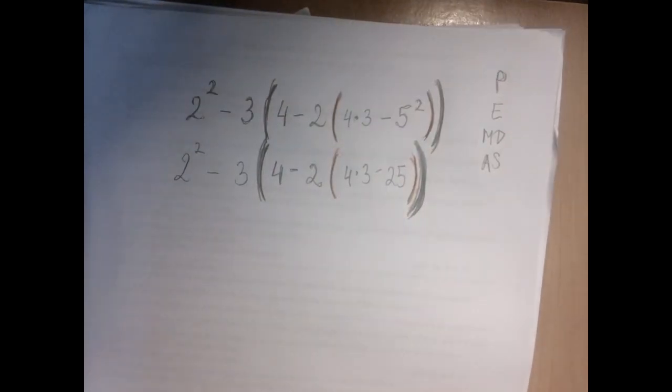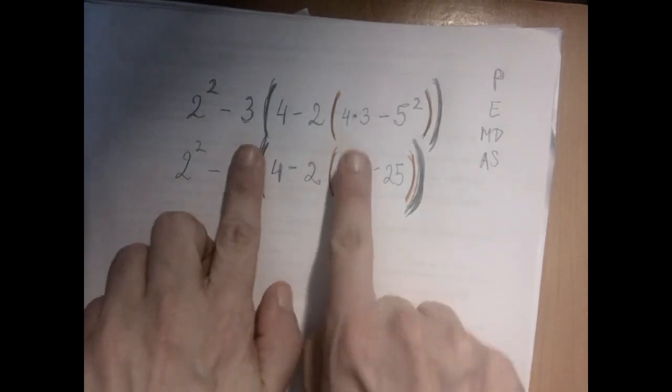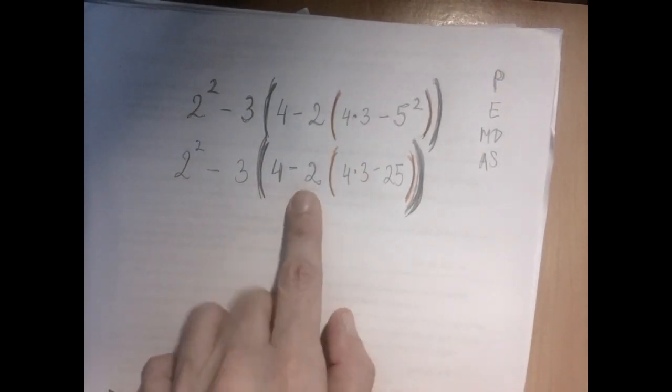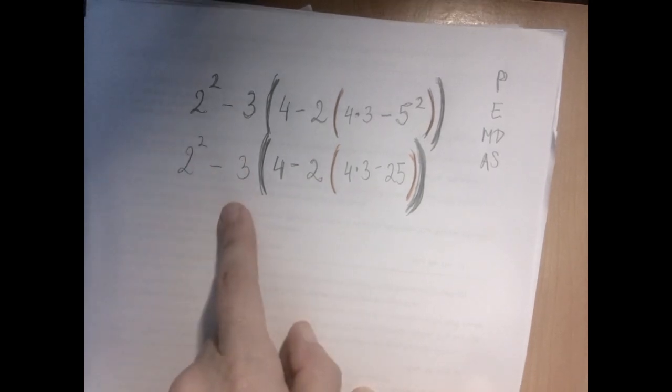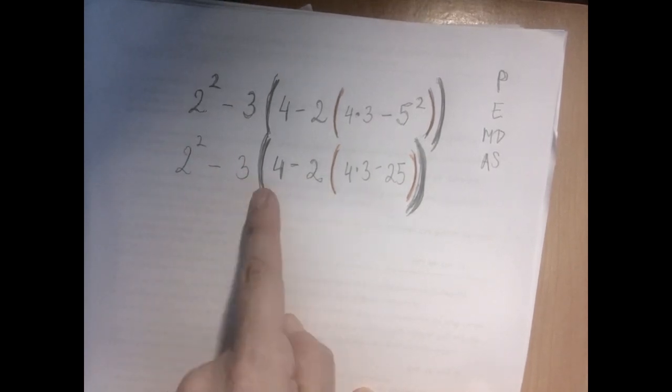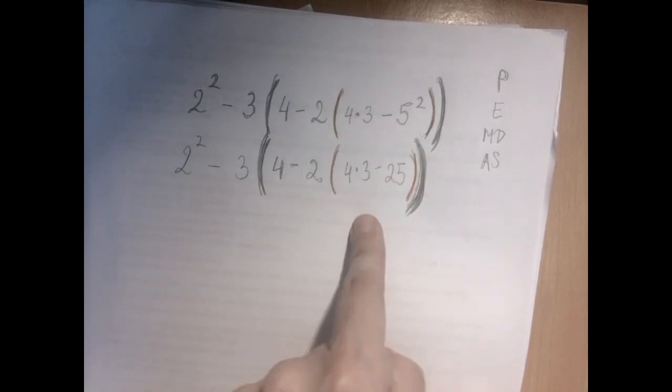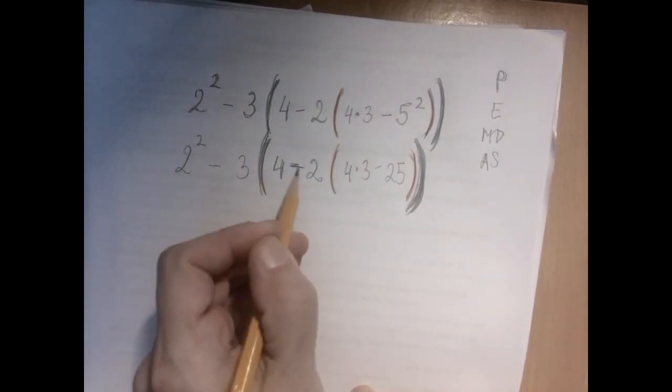And one more comment. These two parentheses sort of visually invite you to say 4 minus 2 is 2, but resist that temptation. Same here. Resist that temptation because this is not 4 minus 2. It's 4 minus 2 times whatever this is. Okay, so let's keep going.